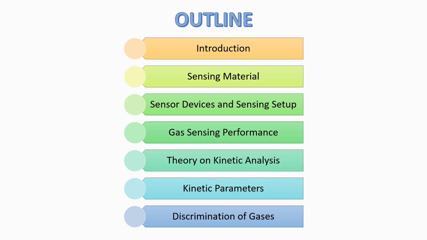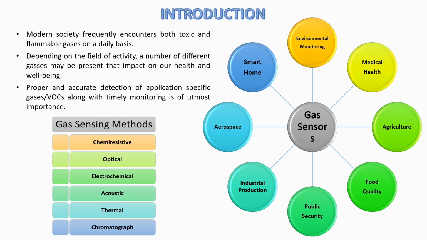So the outline of the presentation includes an introduction of the gas, meaning why we need gas sensors, the sensing material that we have utilized for our work, then the sensor devices, how they look, and what the sensing setup is that we have used for the measurements. Then I will come to the gas sensing results, and then I will move to the theory behind the gas sensing kinetic analysis and the kinetic parameters that we have derived, which will eventually help us to discriminate among the gases or volatile organic compounds.